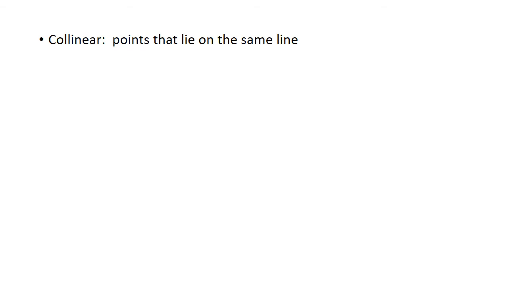Now, if you have points that all lie on the same line, we would say they are collinear. So remember, linear means line. So let's say we had this line and we had A, we had B, and we had C. We would say that they are collinear. If something can be collinear, the corollary is true as well. You can have something that is non-collinear. So let's say we had D down here. It is not on the line, so we would say it is non-collinear.